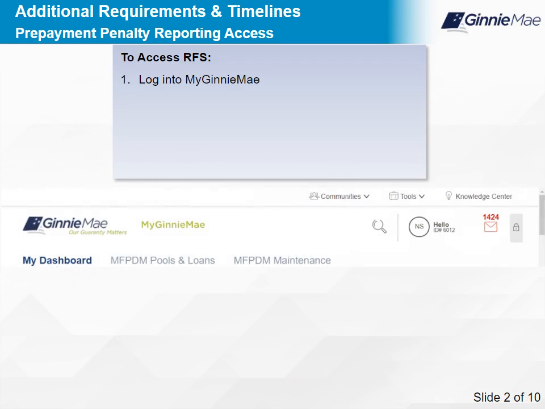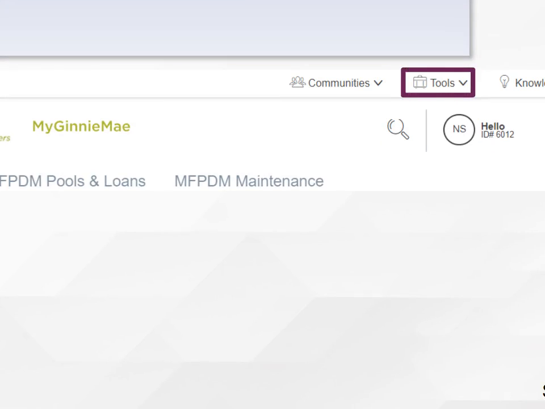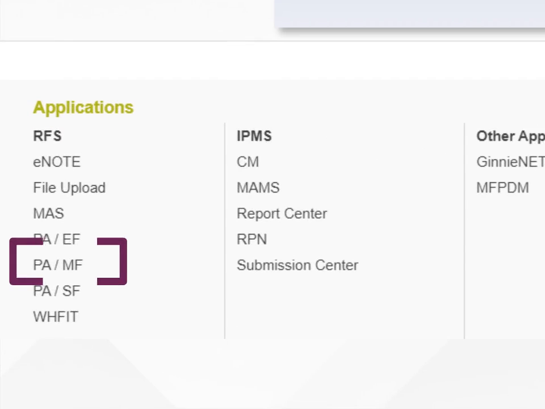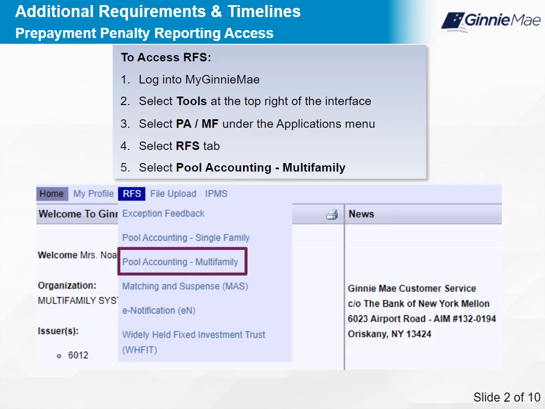1. Log into My Ginnie Mae. 2. Select Tools at the top right of the interface. 3. Select PA/MF under the Applications menu. 4. Select RFS tab. 5. Select Pool Accounting, Multifamily. Select Next to continue.